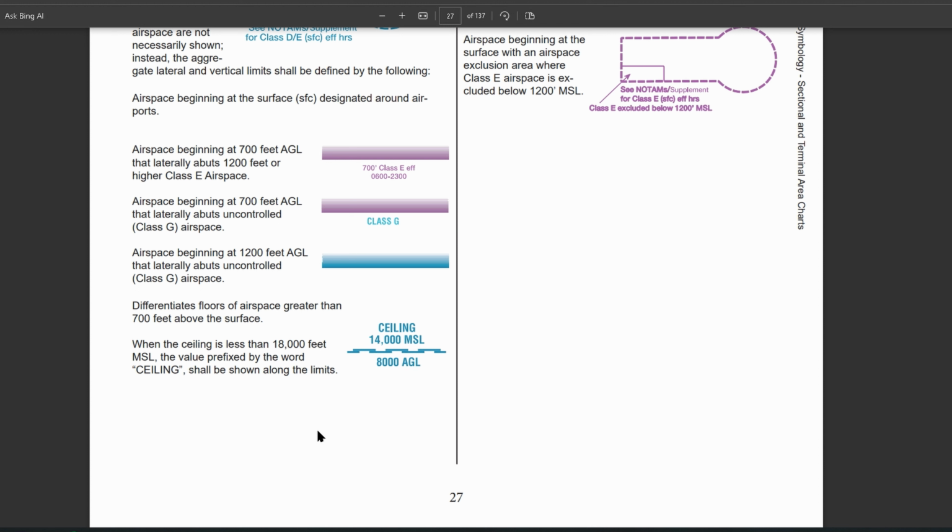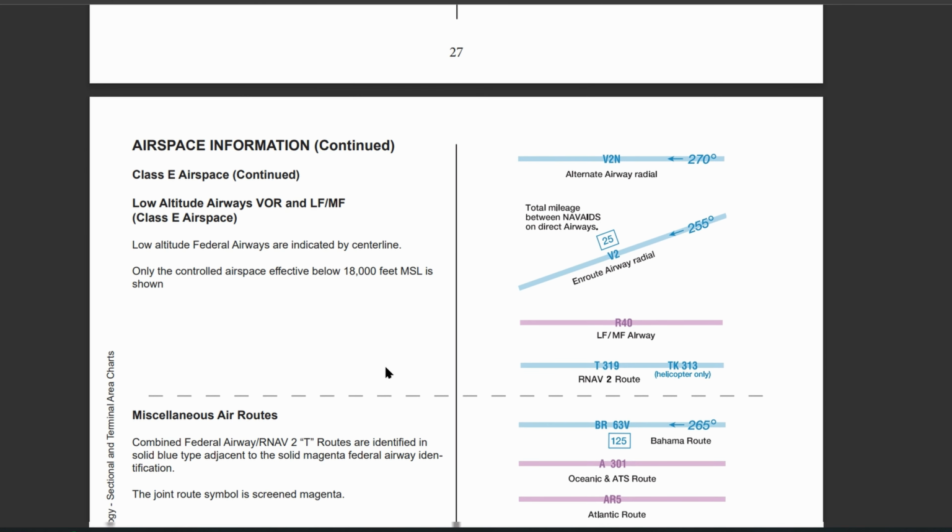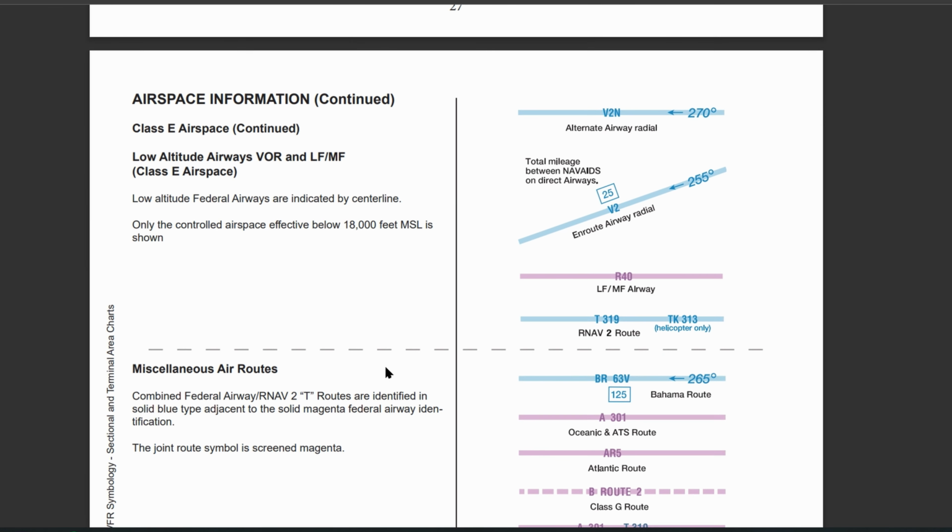When our ceiling is less than 1,800 feet MSL, we have a ceiling shown with the limits. So you have 14,000 MSL, and then you also have 8,000 AGL. These aren't two different values, they're just measured in two different ways. So 14,000 feet is mean sea level, and then 8,000 feet is above ground level. That's just important to distinguish. Sometimes they'll give you both values, sometimes they won't.